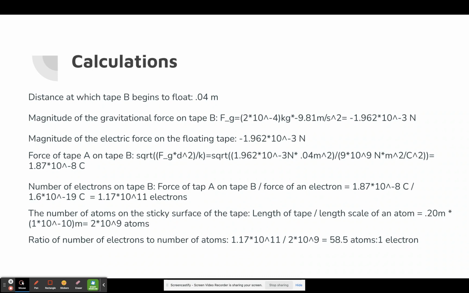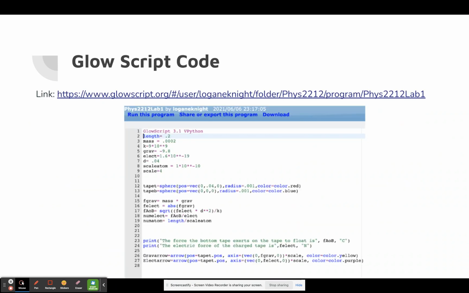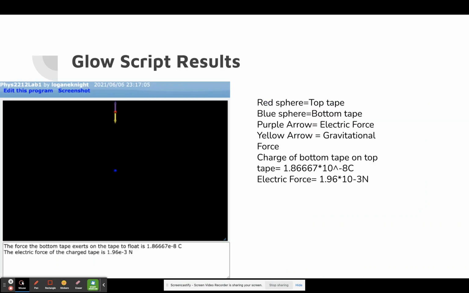From these two calculations, we're able to get our ratio of atoms to electrons to be 58.5 atoms to 1 electron. From these calculations, we're then able to transfer it into a GlowScript code or computational model in order to get the electric force of the charged tape, as well as to see our free body diagram. From our code, we see that the electric force on a charged piece of tape is 1.96 times 10 to the negative 3 newtons.